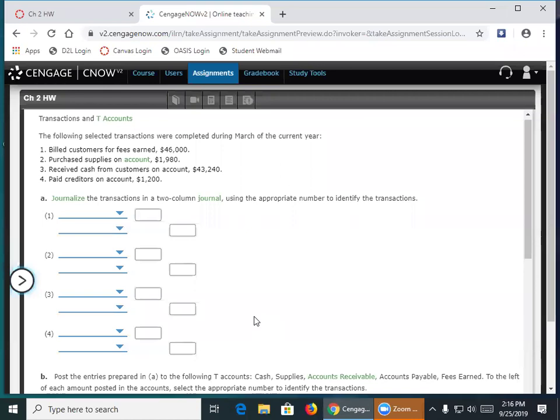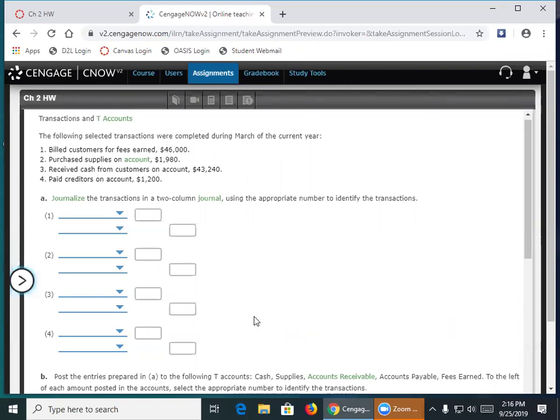Okay. So number 1 is billed customers for fees earned. So what do I debit and credit if I billed customers for fees earned? Accounts receivable, good. And fees earned, that one kind of gave it to us, right? Which one do I debit? Yeah, accounts receivable.